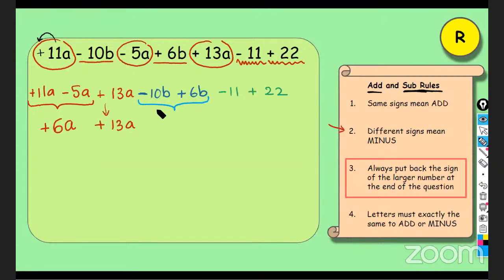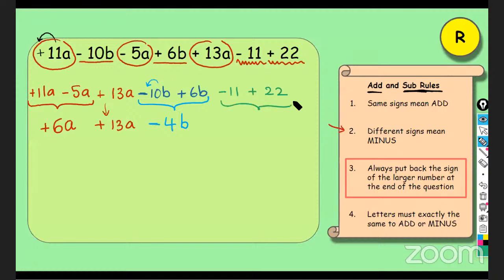Let's handle the B's. Minus 10b plus 6b. Signs are different, so you minus. You're seeing 10 and 6 in your head. Minus it. You're going to get 4. Don't forget to put back b, and you put back the sign of the larger value. 10 is larger than 6, and he's carrying a minus sign.